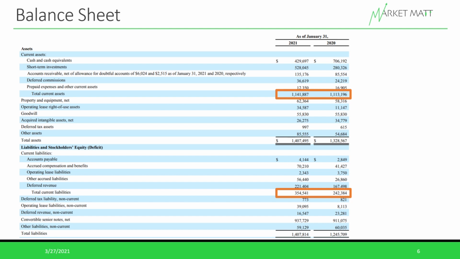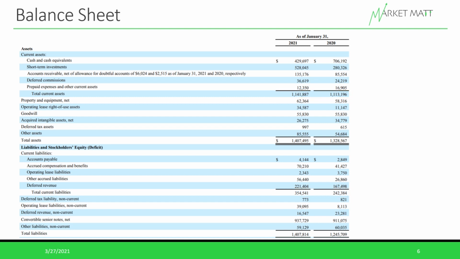And if I look into its total current liability section, I see that $221 million is coming from deferred revenue. This is really just the dollar amount associated with the service that it's going to fulfill for its customers. So it's not a true cash out of hand liability.